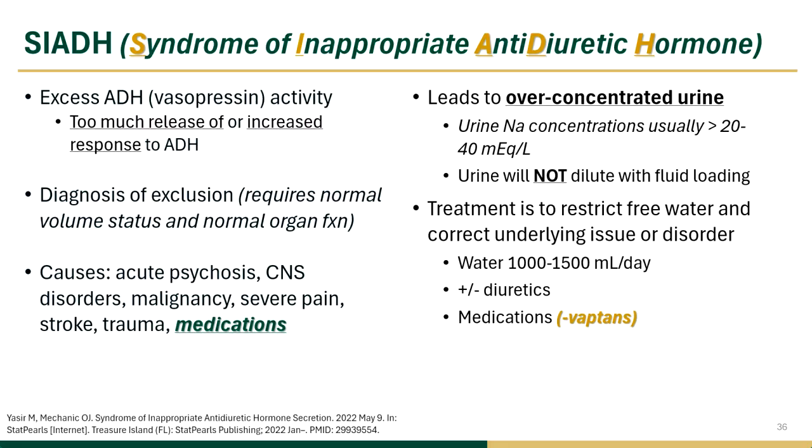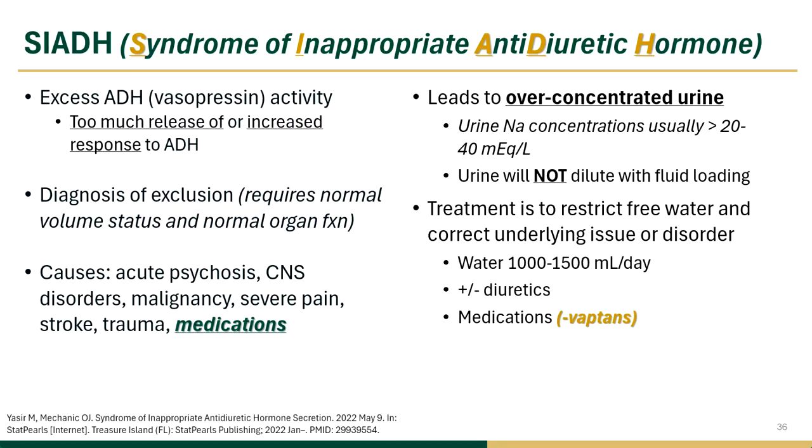So once you get into this, the treatment is to restrict free water because you don't want to continue to dilute the sodium that's already there. Typically you would correct whatever underlying issue or disorder is present. If it's the cancer, then you would look towards what the treatments for the cancer are. If it was the psychosis, you would look at what the treatments for that are. The same thing with pain and other types of central nervous system disorders. Water would be somewhere between 1,000 and 1,500 mL per day, which is way lower than what the normal requirements would be. You would possibly consider diuretic therapy, but you have to keep in mind that the diuretics are going to increase the elimination of sodium. So as long as fluid goes along with it, that's appropriate, or could be appropriate.